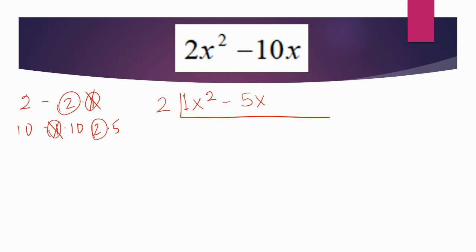Now I'm looking at these numbers. 1 and 5 are prime. They have nothing else in common, so we're done with our numbers. All right, we're going to look at variables. So they both have an x. They do both have an x, so we're going to pull 1x out.